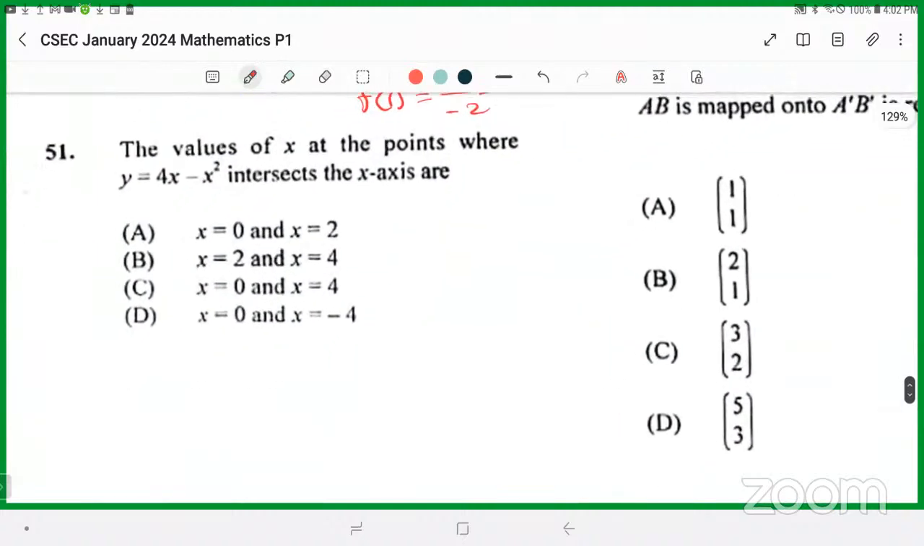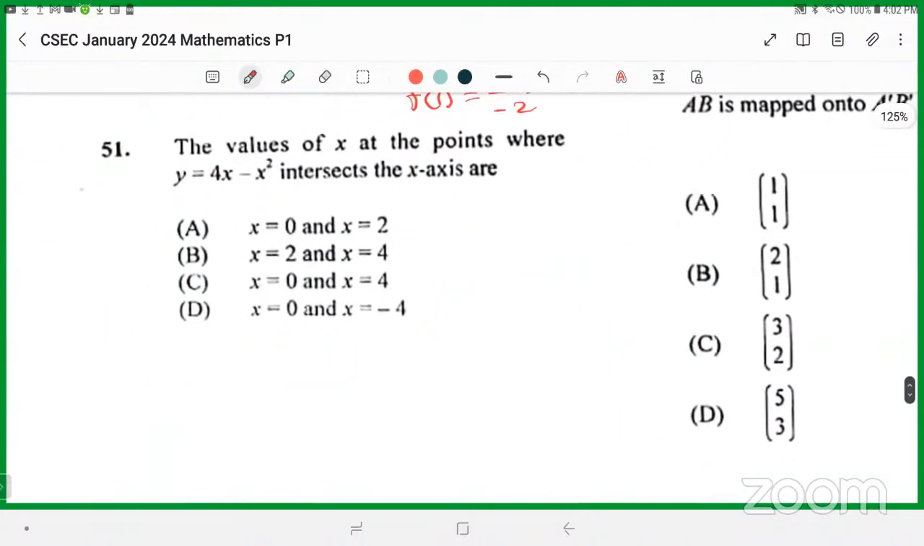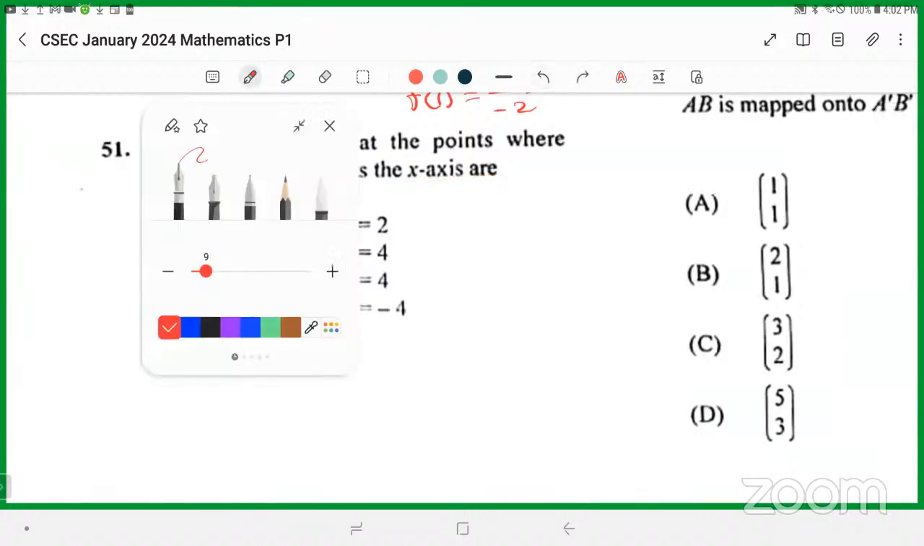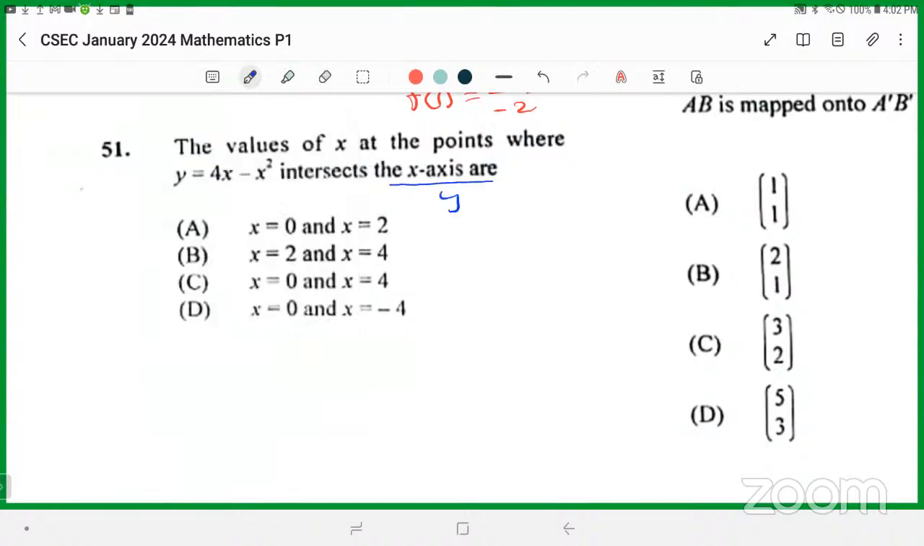Down here it says the values of x are the points where this intersects the x-axis. So on the x-axis, y is equal to 0. So it means you put this equal to 0, because that is the y, right? So 4x minus x squared is equal to 0. Factorize the x: you get x times (4 minus x) equals 0. If that factor equals 0, you get x equals 0 from it.